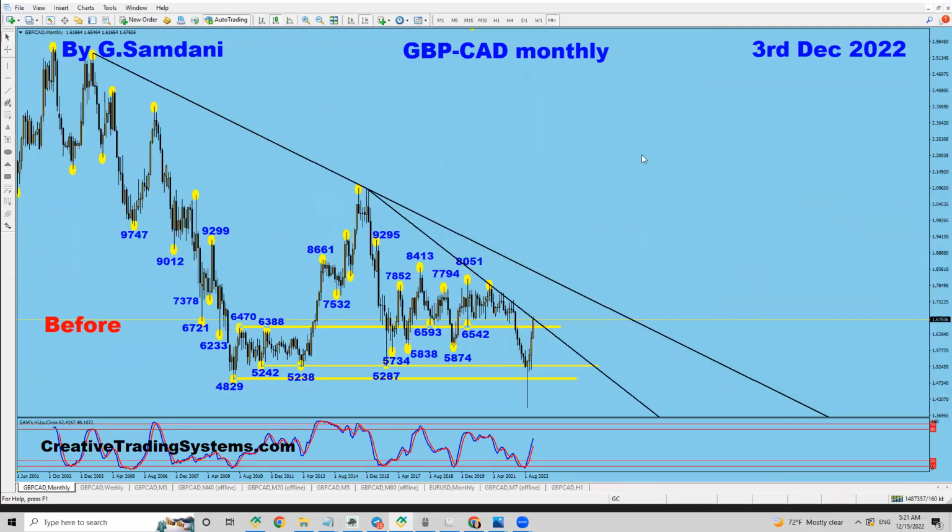Okay, pound CAD, you see that? Pound CAD monthly chart. It went up all the way and hit this TL here. Should be here, right? See, it's just kissing to the pip. And it can make the turn. With CAD getting strong, it can make the turn easily and drop.